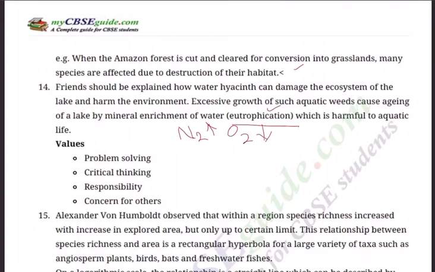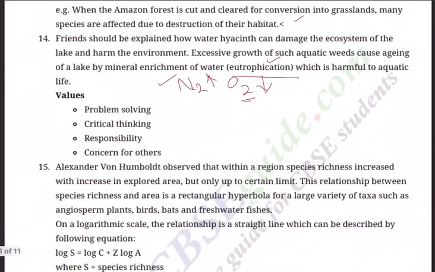Nitrogen content goes up in the lake, and when nitrogen content goes up, oxygen content comes down. So when oxygen content comes down, all the aquatic flora and fauna devoid of oxygen will die. So once they die, the lake gets polluted and the lake will have a natural death. So the main thing is this.